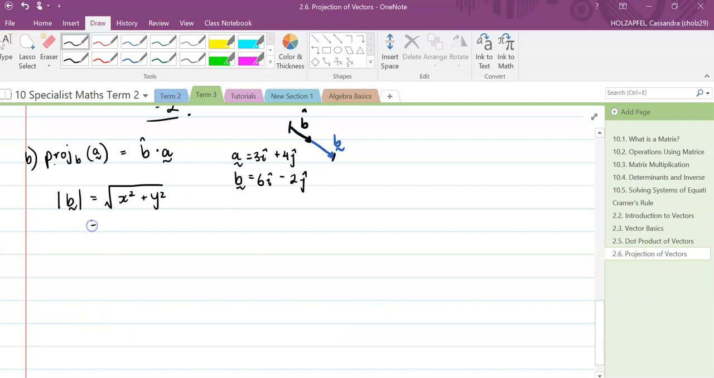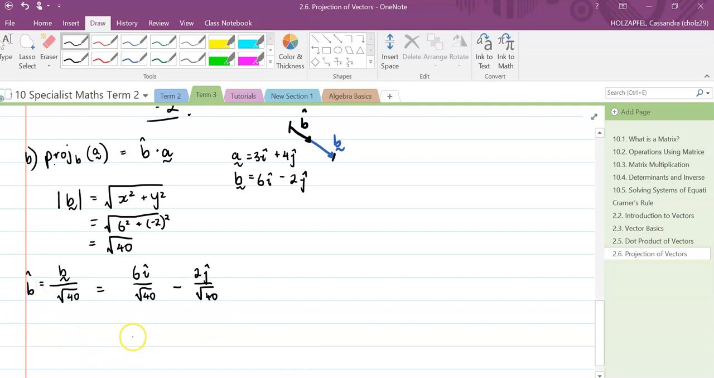So to find this magnitude of B, that's going to be equal to the square root of 6 squared plus negative 2 squared. 6 squared is 36, negative 2 squared is 4, so this is going to be equal to the square root of 40. So now I'm going to take my vector B and divide that through by the square root of 40, and that's going to give me 6i over root 40 minus 2j over root 40. Now just note at this point I'm not simplifying because I'm just going to do that right at the end. So now that I have my unit vector for B, I can substitute that into my formula.